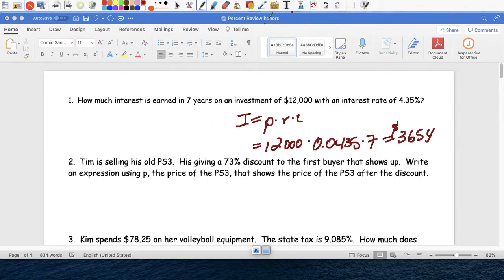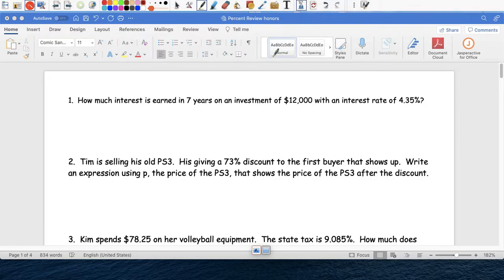Tim is selling his old PlayStation. He's giving a 73% discount to the first buyer that shows up. Write an expression using P, the price of the PS3, that shows the price of the PS3 after the discount. So let's think about this for a second. Right now, the PlayStation costs P dollars, whatever it is, $100, $200, doesn't matter.